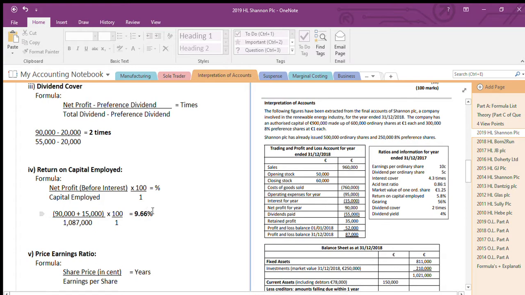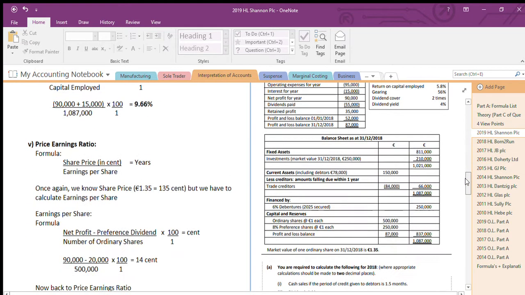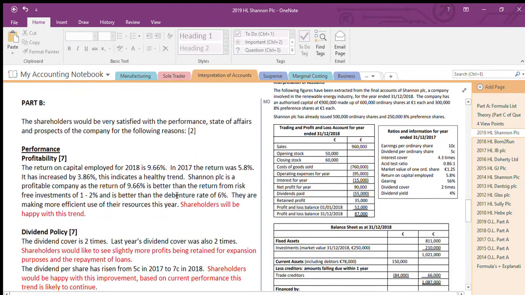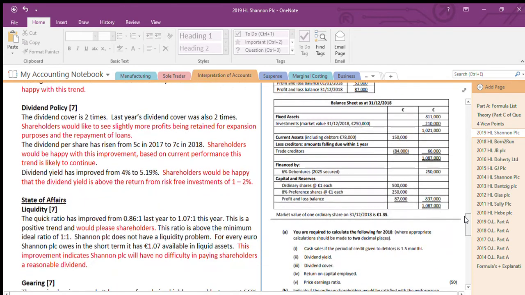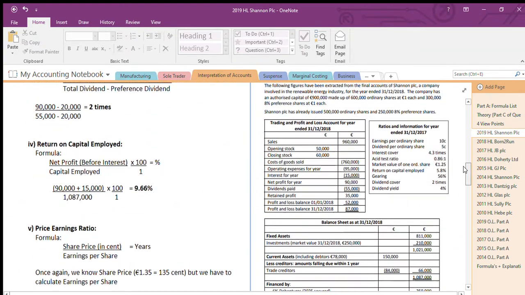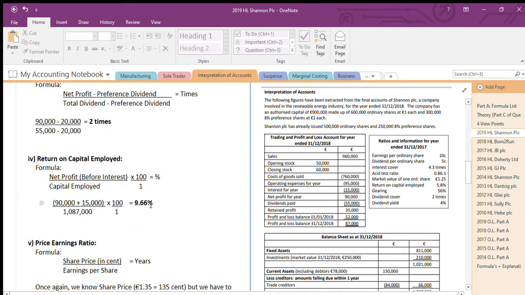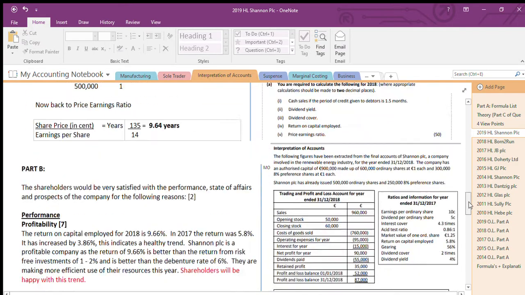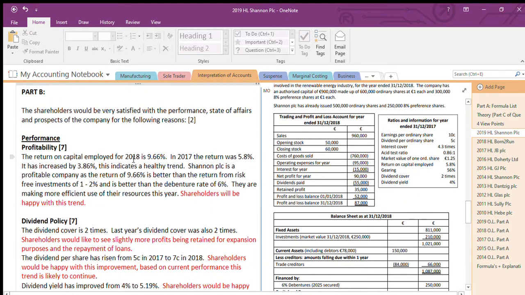Because we'd already calculated, that's the first formula you're going to need to use. I'm going to get you to write down profitability equals return on capital employed. For 2018, which is this year, we had already calculated that. We were asked to calculate it up here, and we calculated the return on capital employed, part A, to be 9.66%.